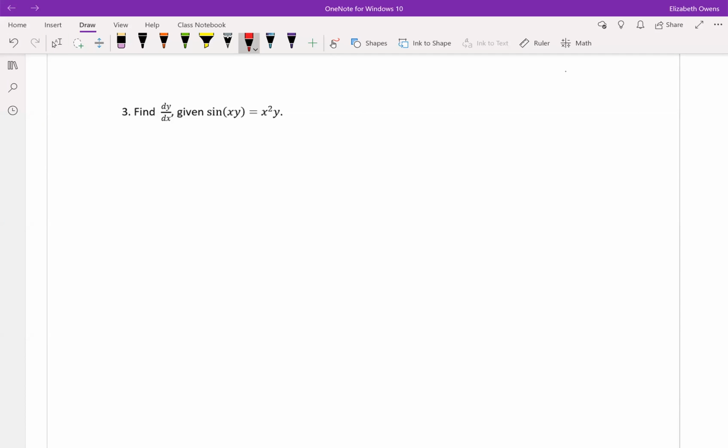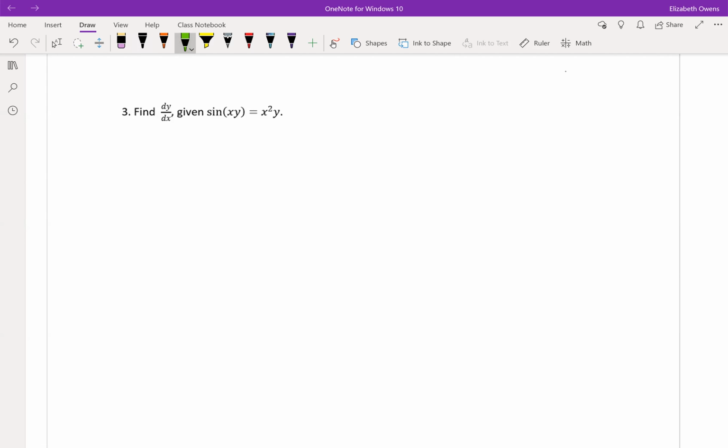This is the last example for section 3.7 on implicit derivatives. Here we are going to find the derivative dy/dx given that sine of xy equals x squared y. So we've got some stuff going on here for sure.